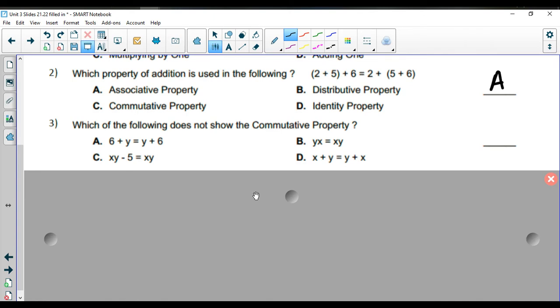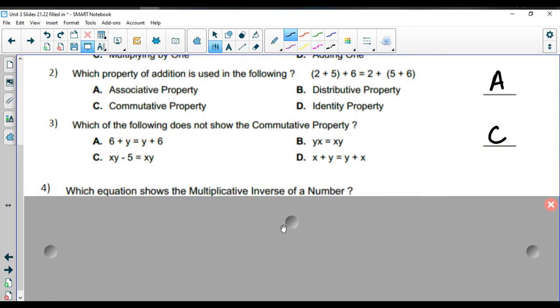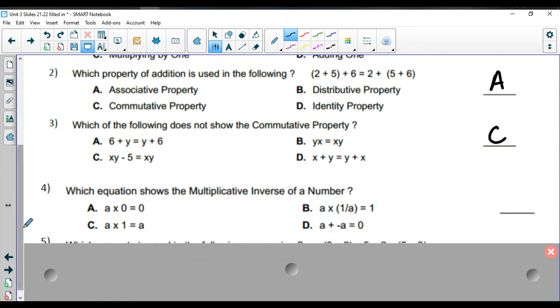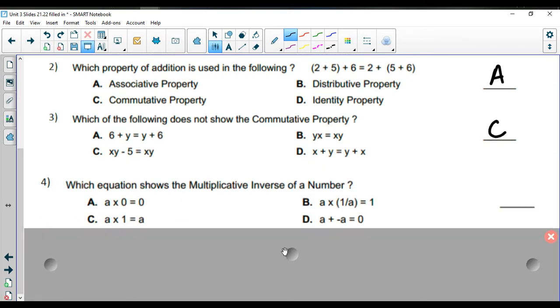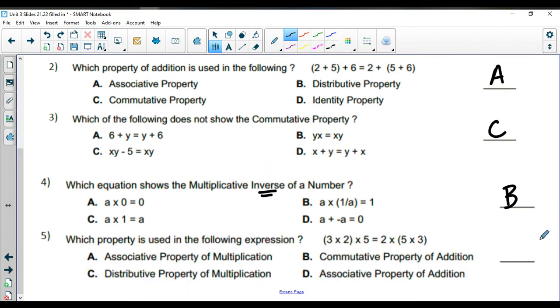Question number 3, which of the following does not show the commutative property? Commutative property changes the order of the problem, so letter C would be the one that does not, because this subtracts away 5, which has nothing to do with the other side over here. Question 4, which equation shows the multiplicative inverse of a number? Multiplicative inverse is when you multiply by the reciprocal, and that is shown by letter choice B.